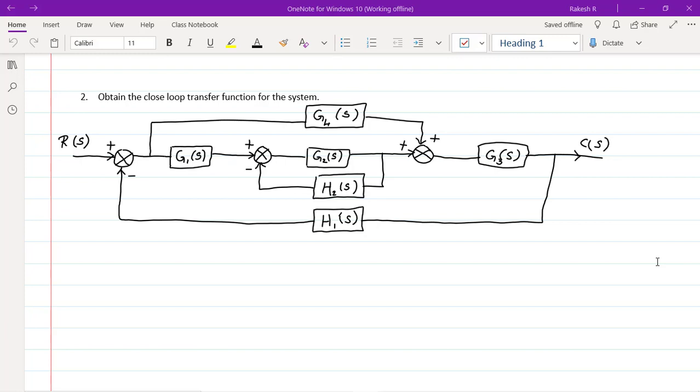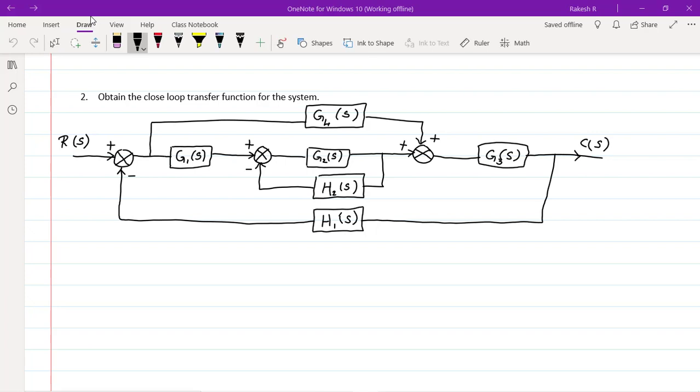We shall see one more numerical on block diagram reduction. The question is: obtain the closed loop transfer function for the system. Just see here, we have R(S) as the input and C(S) as the output, and we have G1, G2, G4, G3, these are the plants, and we have H1 and H2 as the feedback system.